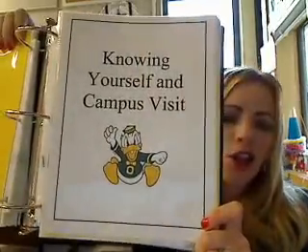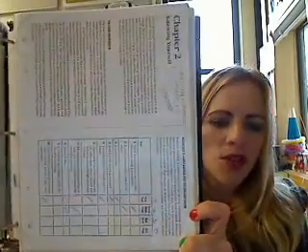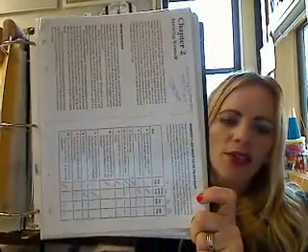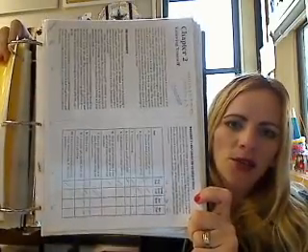And then she's got the Knowing Yourself and Campus Visit packets. And so the first one, the Knowing Yourself packet, says Chapter 2. This was the one where you did that little survey about the things that you're interested in and not interested in and all that stuff. Here she's got it just in one page protector, the whole packet. If you want to divide it out page by page, you can, but not necessarily required for this one.